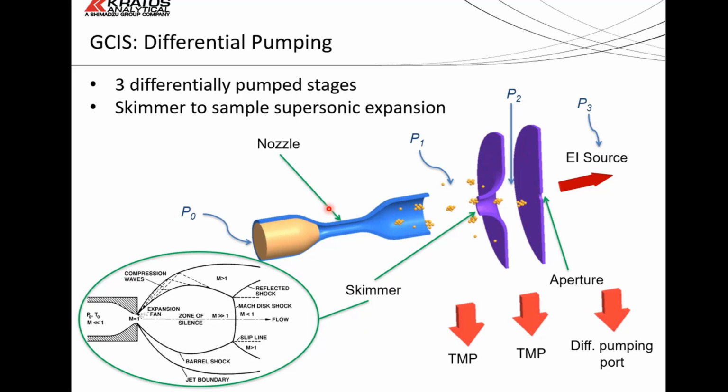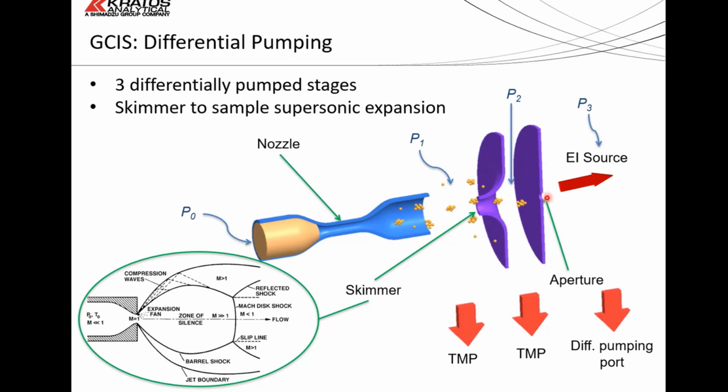To handle such a high gas load through a nozzle, it requires differential pumping to be placed on top of our ion gun. So that's why the gas cluster ion sources look a lot bulkier than a normal, say, MiniBeam 4, for instance. So we have to have two differential pump stages.